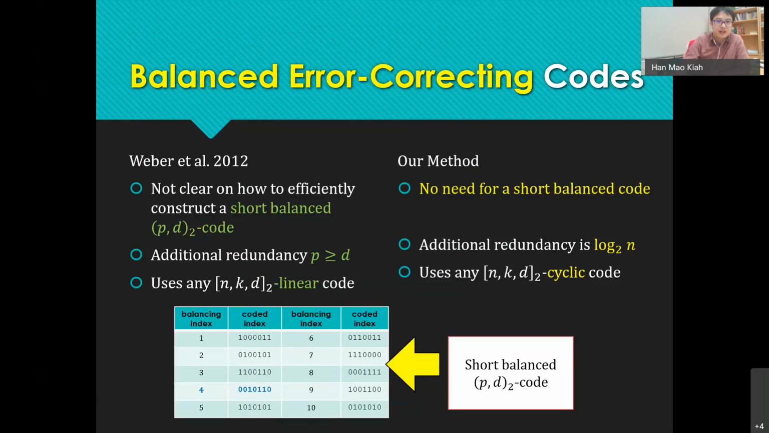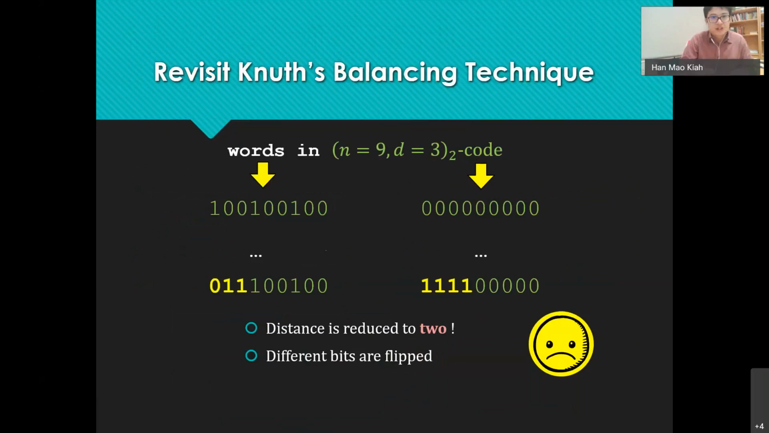So here my catch is this: our technique only applies when we have a cyclic code, unlike Weber's method, which works for any linear code. So let's first revisit Knuth's balancing technique and understand why it fails.